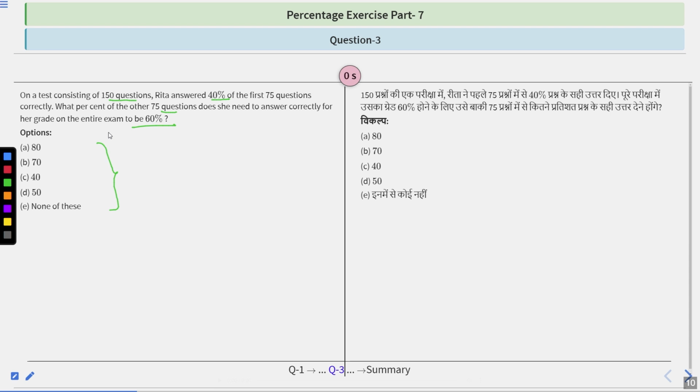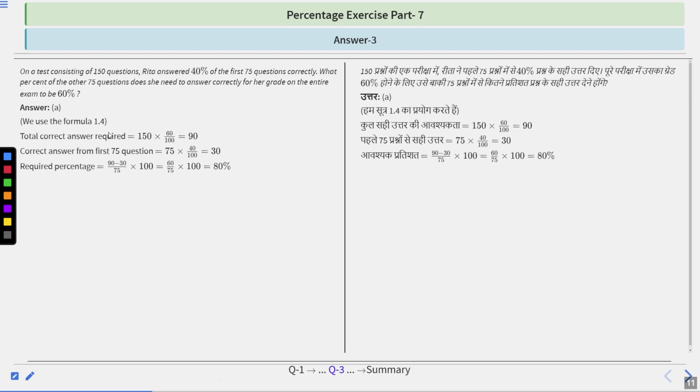Now time's up. Let's see the solution. The question says that on a test consisting of 150 questions, if he wants to score 60%, how many questions should he answer correctly? So the total number of correct answers will be 150 multiplied by 60 upon 100, which is 90.